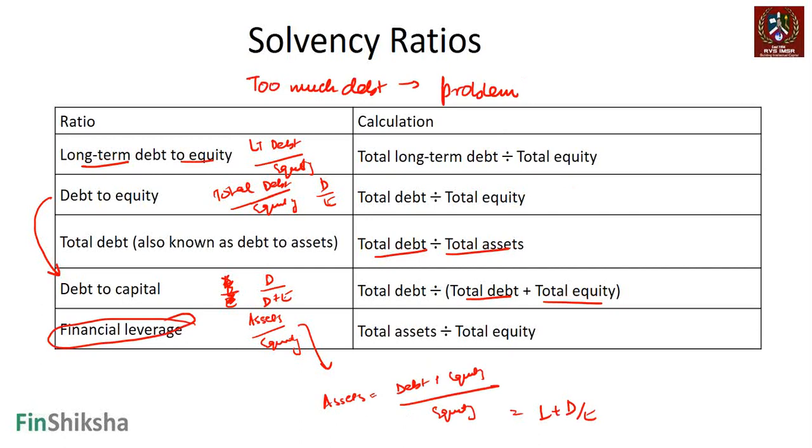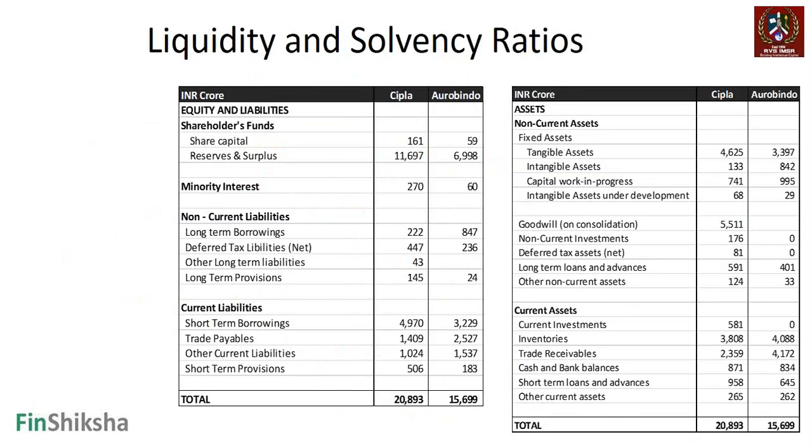So obviously too much debt is a problem, but how much is too much? We can always take a look at it in terms of the overall understanding. It's always good to compare all these ratios with respect to the industry and peers, right? So that's the important task that we need to do. Let's try and calculate them for our firms, Cipla and Aurobindo.